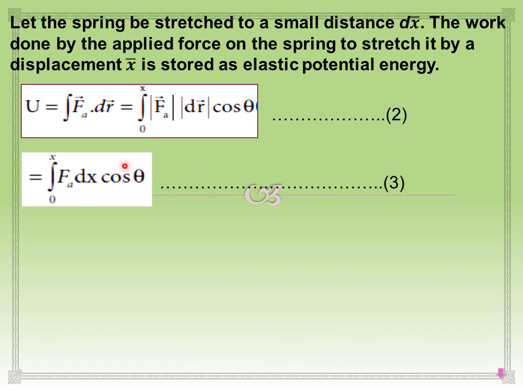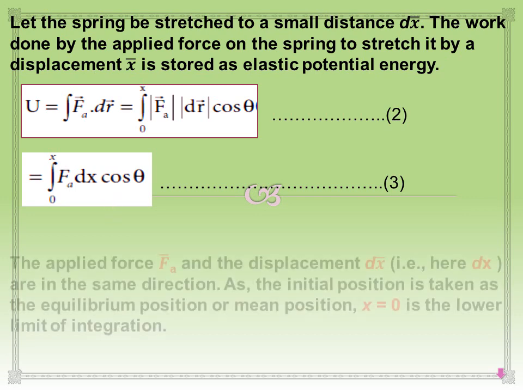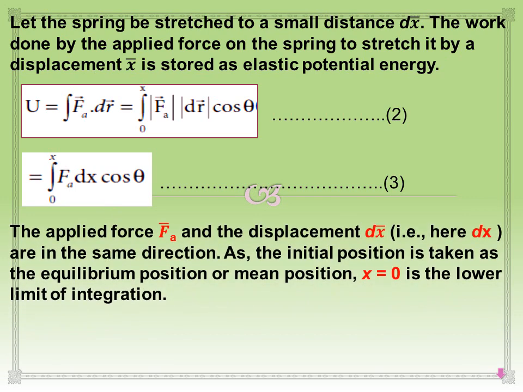While equating this, we have integral from 0 to x of Fa dx. The applied force Fa vector and the displacement dx are in the same direction, as the initial position is taken as the equilibrium position or mean position, which is x is equal to 0, the lower limit for integration. Therefore, U is equal to integral, instead of this Fa we put integral from 0 to x of kx into dx.